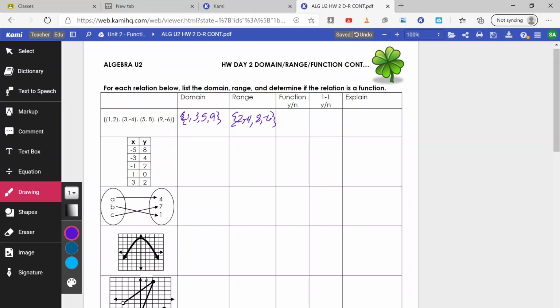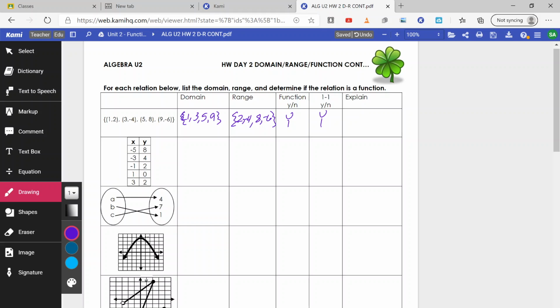Do we have a function? Well, we have no repeating x values, so yes. Is it 1 to 1? I take a look, I don't have any repeating y, so the answer is yes. We've got no repeating x's or y's.